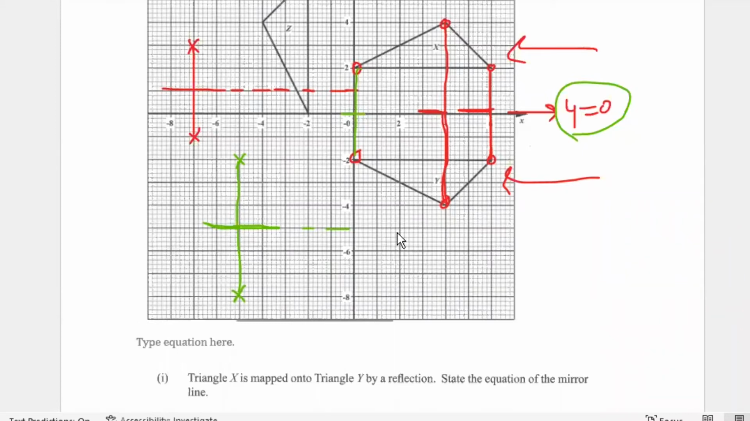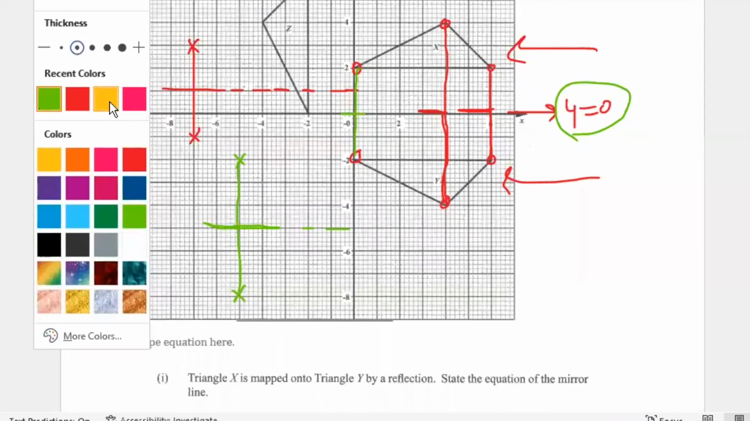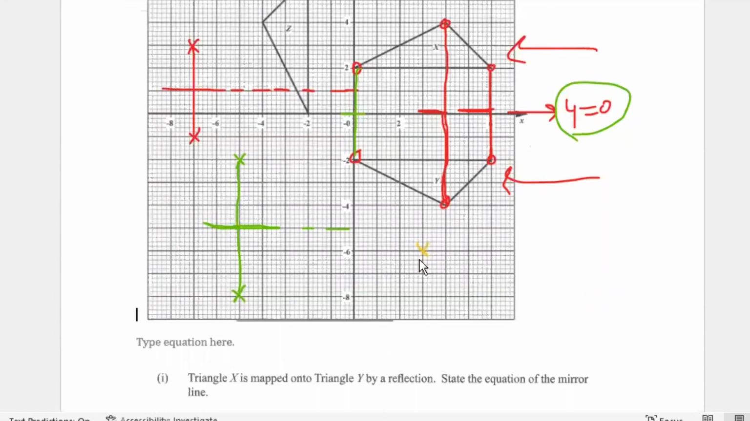So you can pause it. Very good. So remember, you're taking the reading from the graph. So at this point, y is equal to -5. It doesn't always have to be an equation where it is y, because if I'm doing this, if this is my object and this is my image, what would be my mirror line?